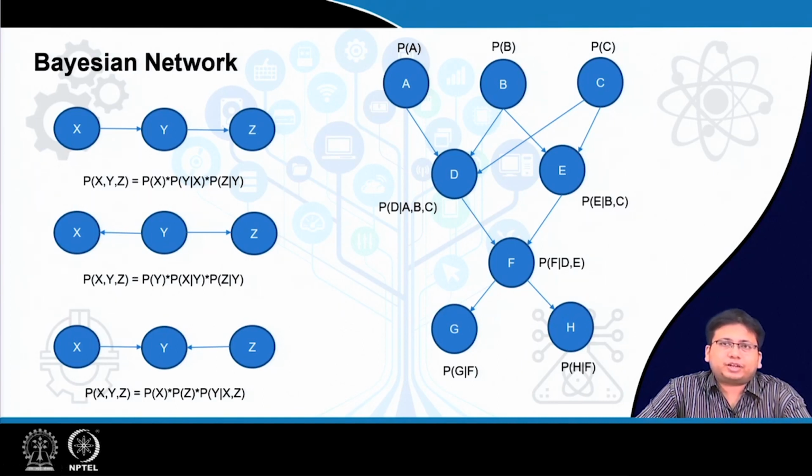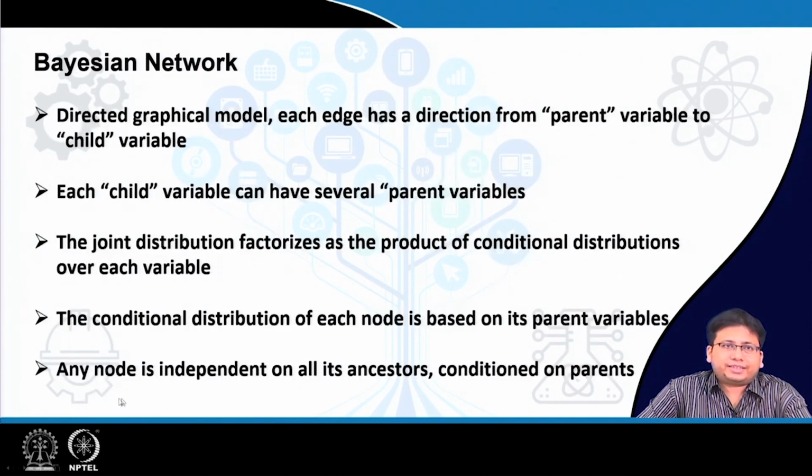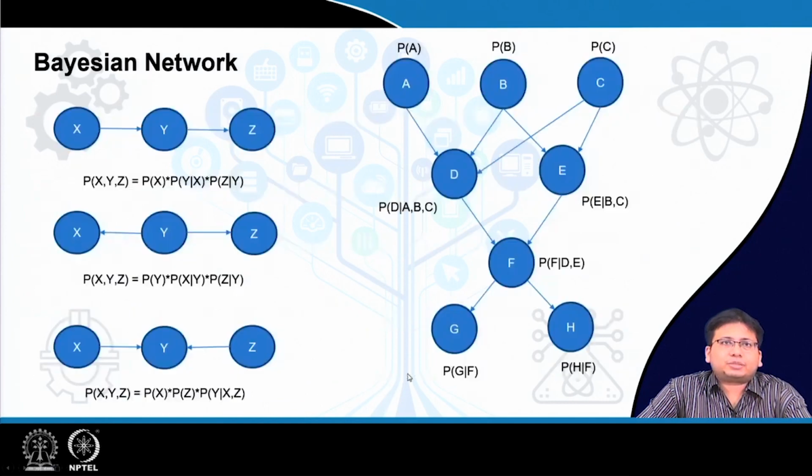Okay. So, apart from indicating the joint distribution, the Bayesian network also informs us about which variables are conditionally independent of which other variables. So, in general we can say that any node is independent of all its ancestors conditioned on its parents. So, if you consider, for example, the node F. Now, A, B, C, these are all ancestors of node F, that is we have a directed path from each of them to the node F. However, D and E are its immediate parents.